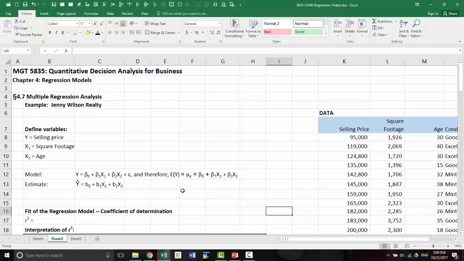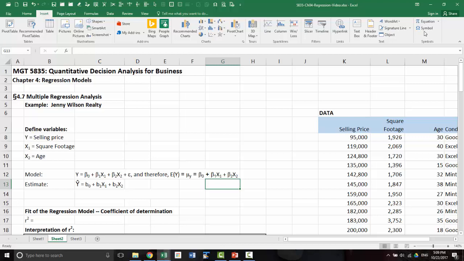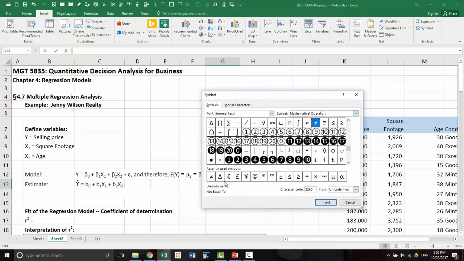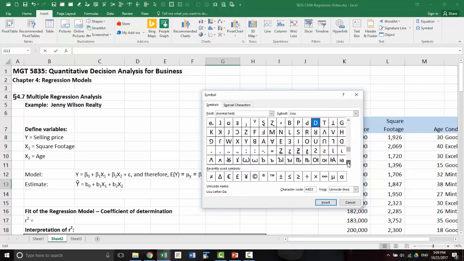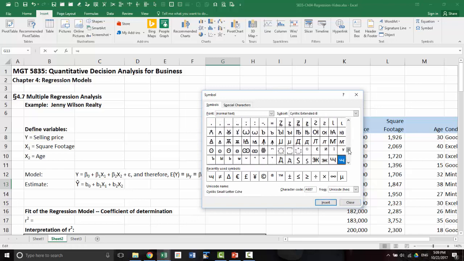And by the way, you can get y hat from insert symbol, and then you have to look for it. It's there somewhere. You have to look for it. I think it's the MS Sans Serif or something like that.